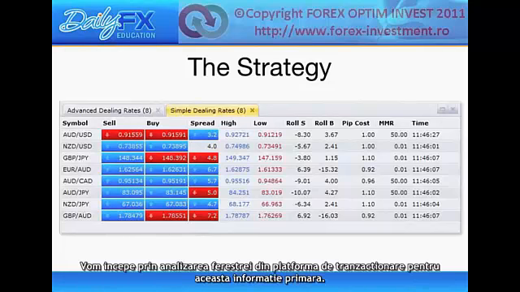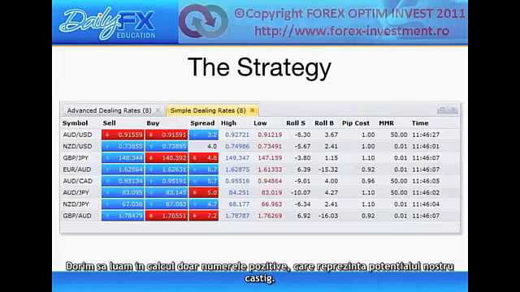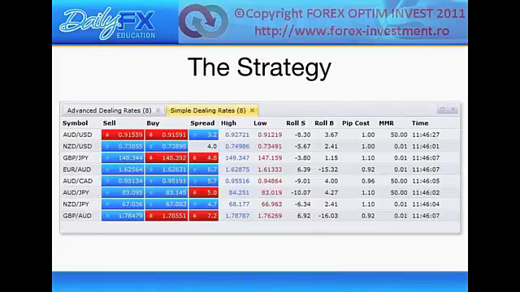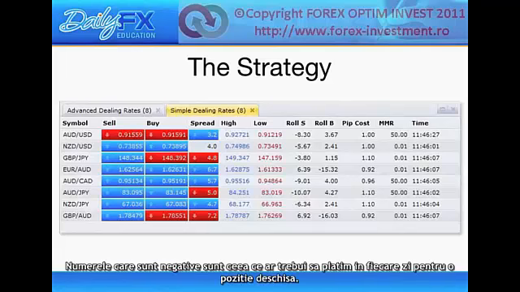We start off by checking the simple dealing rates window on the trading platform for this input. We only want to note the positive numbers as that represents what we can earn. Those numbers that are negative are what we would have to pay on a daily basis for an open position.